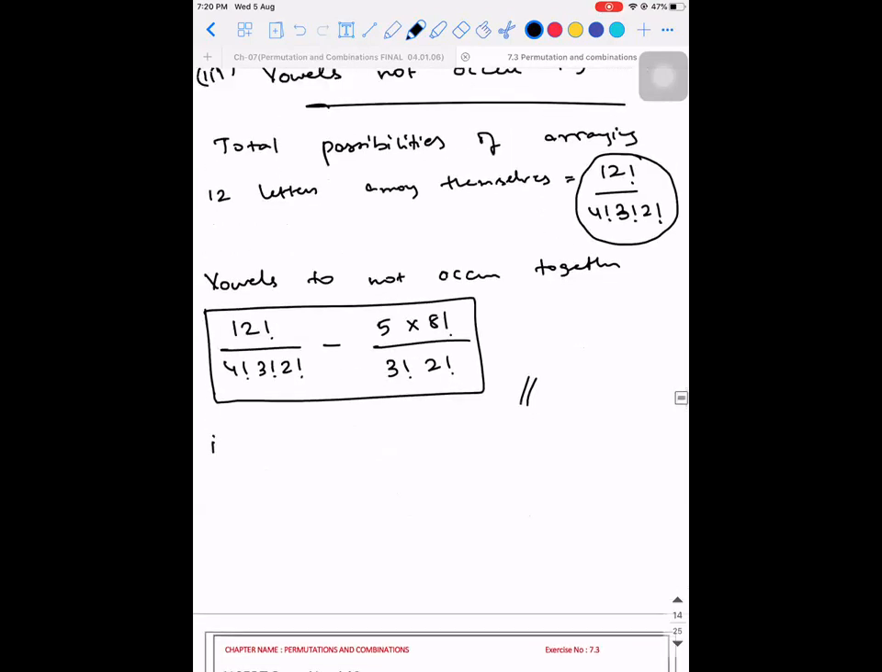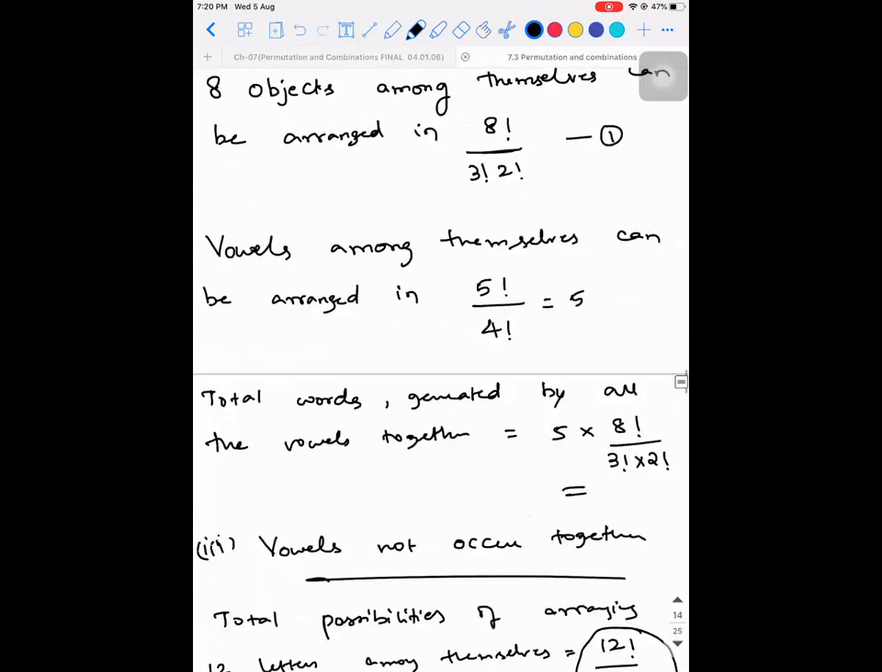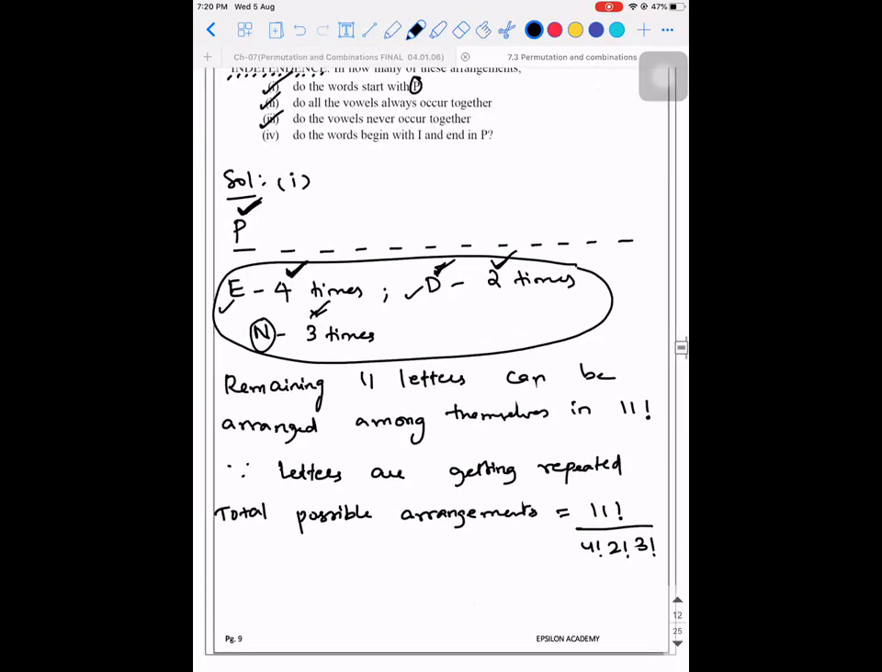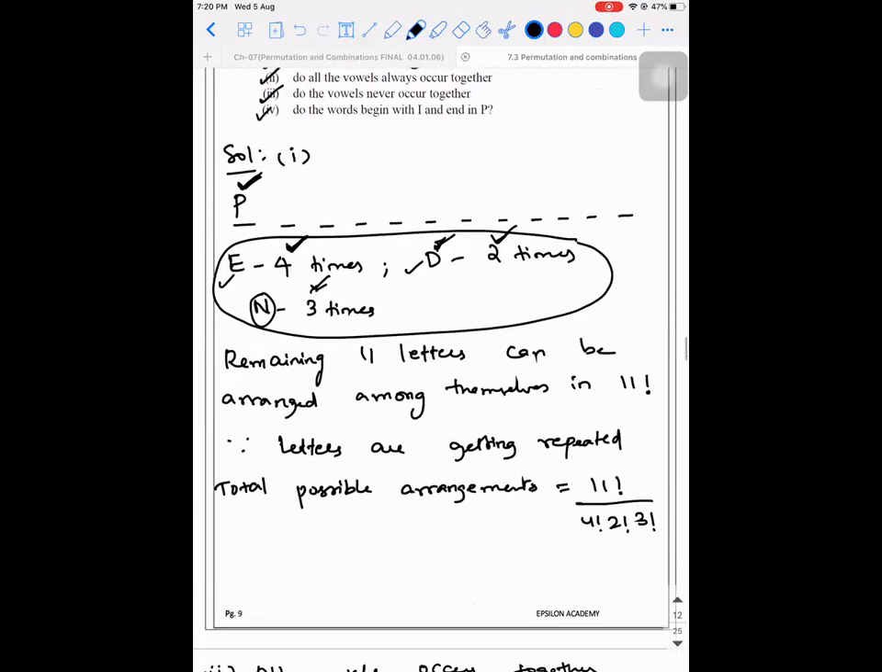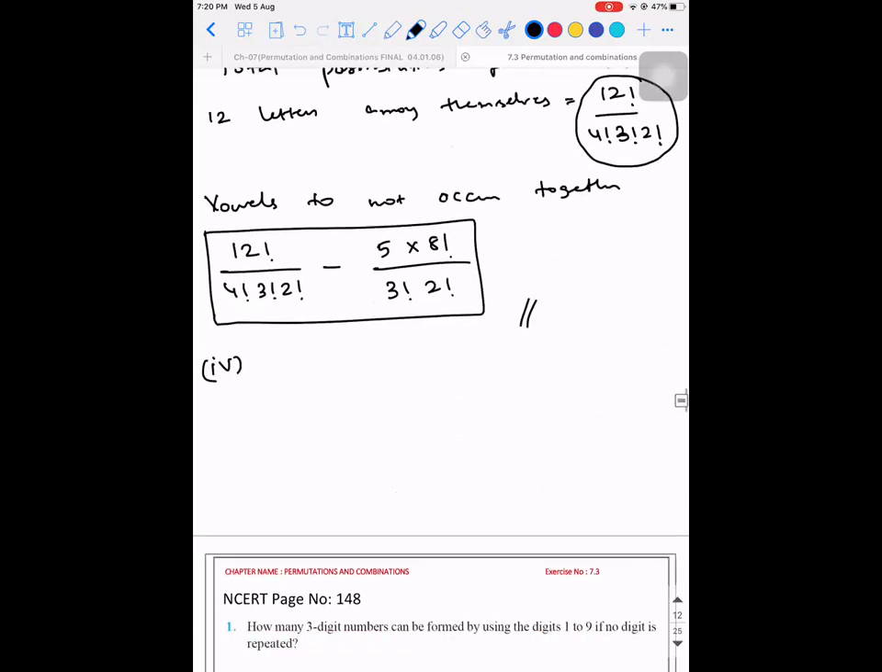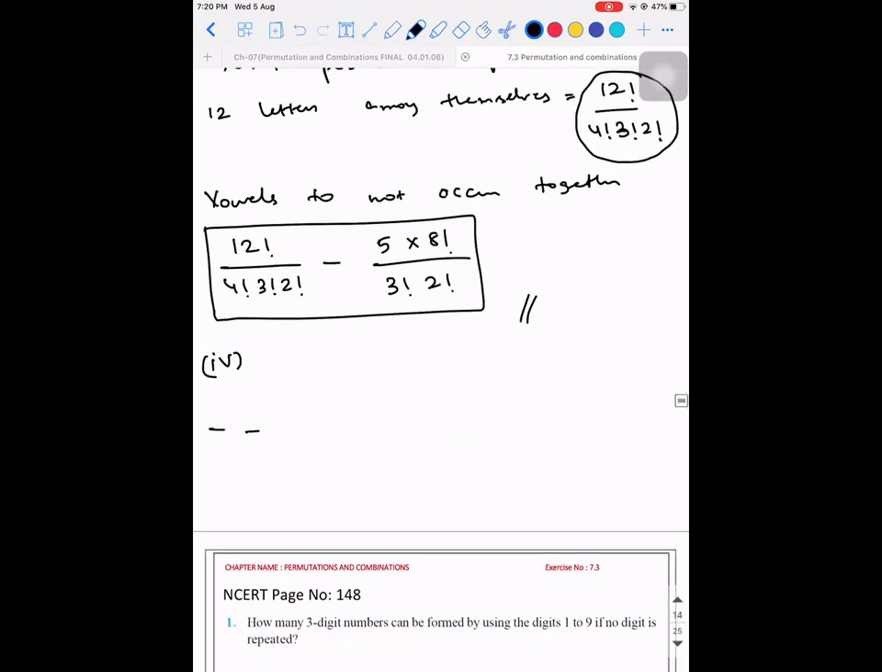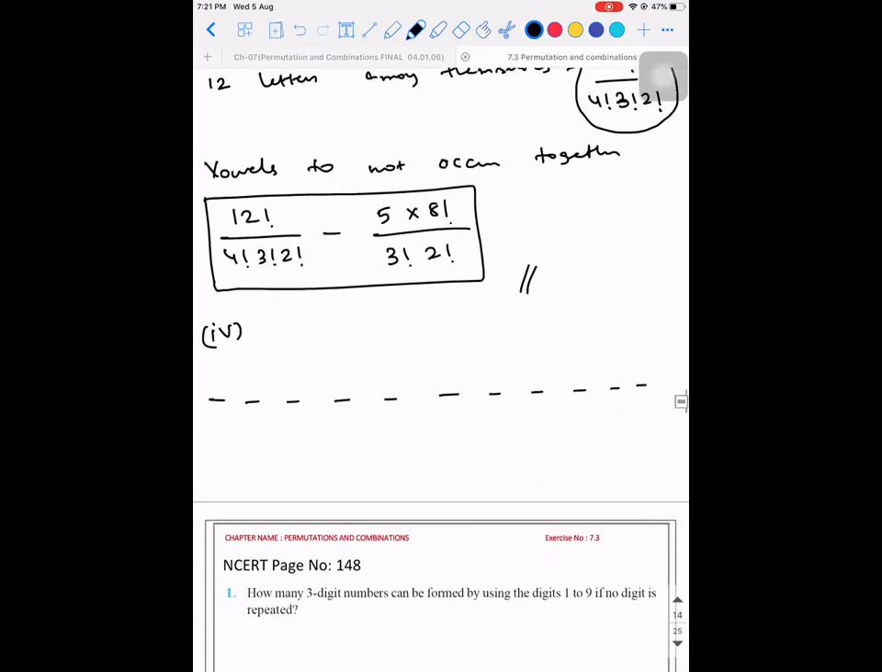So what is the fourth question? Can someone read it? Do the words begin with I and end in P? This is also easy. So, 12 places: 1, 2, 3, 4, 5, 6, 7, 8, 9, 10, 11, 12. The word should start with I and end with P. So you can fix I in the first position only in one way. You can fix P in the last position only in one way. So how many blank spaces are left out?